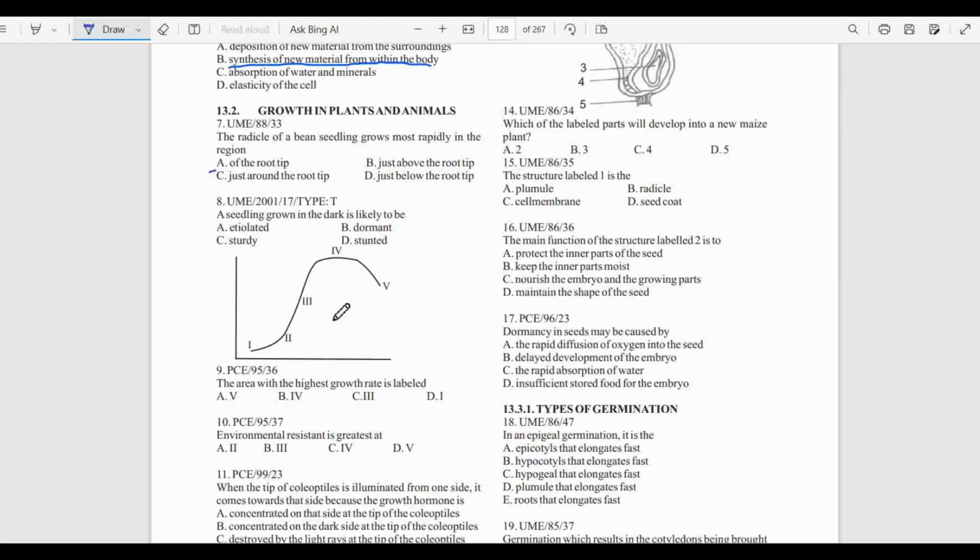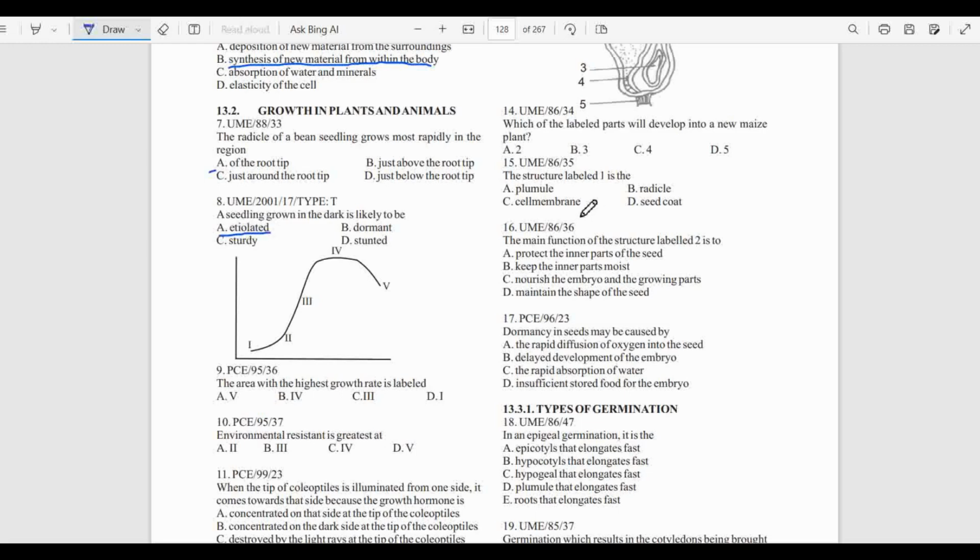Question number 8. A seedling grown in dark is likely to be A, etiolated, B, dormant, C, sturdy, and D, stunted. So the right answer to this question is etiolated. And what does that mean?